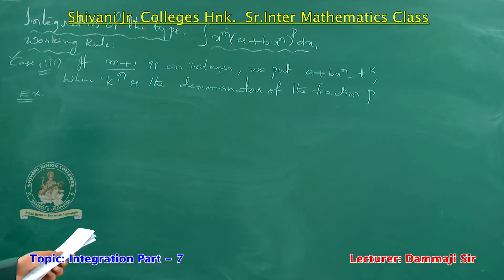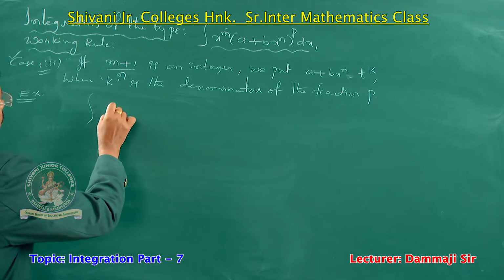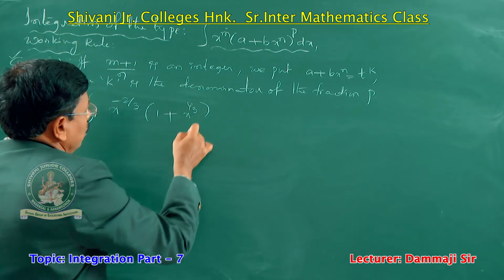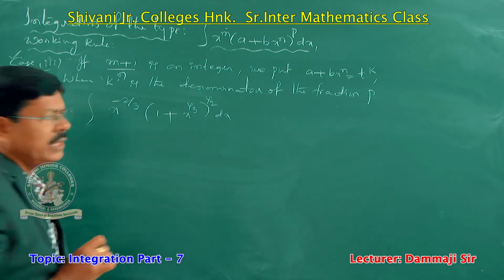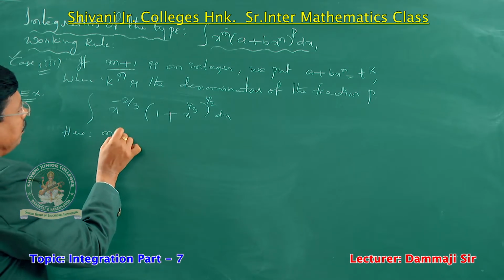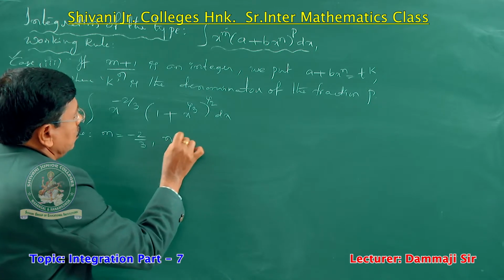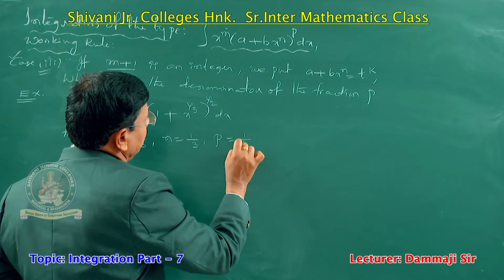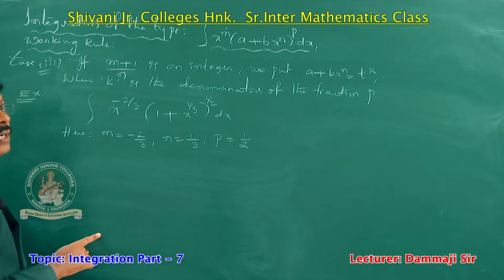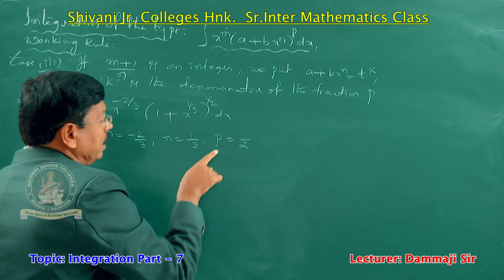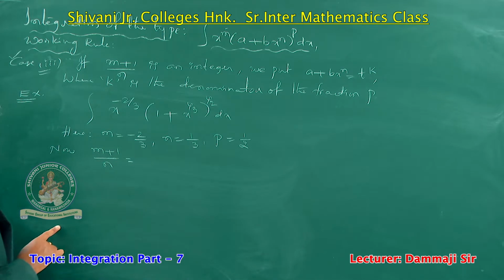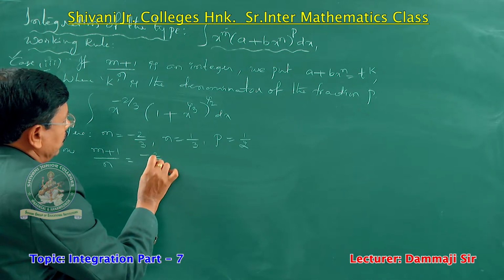But what about a related problem? You can observe it: integral of x^(-2/3) times (1 plus x^(1/3))^(1/2). Comparing with the previous two problems, here m is equal to minus 2 by 3, n is equal to 1 by 3, p is equal to 1 by 2. The first case should not be possible, because the first is a natural number and the second a negative integer, but here it is a fraction. Now we'll consider (m plus 1) by n. What about m? m is minus 2 by 3, plus 1.